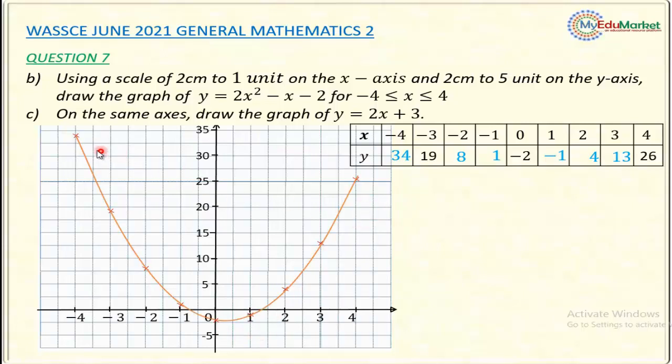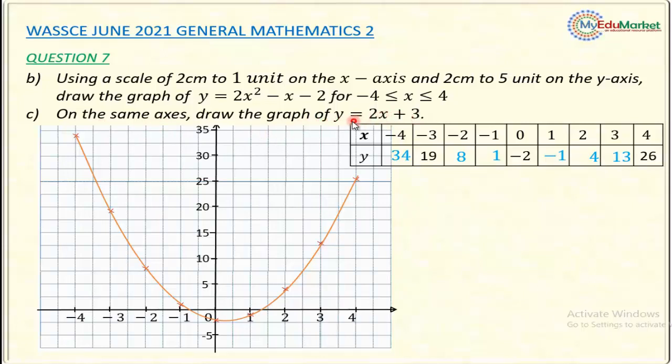Look at it. This is the curve. If you draw it, this is the curve. So I will now continue. Question B has been answered. So I'm going to answer question number C. Question C says, on the same axes draw the graph of the relation y = 2x + 3.